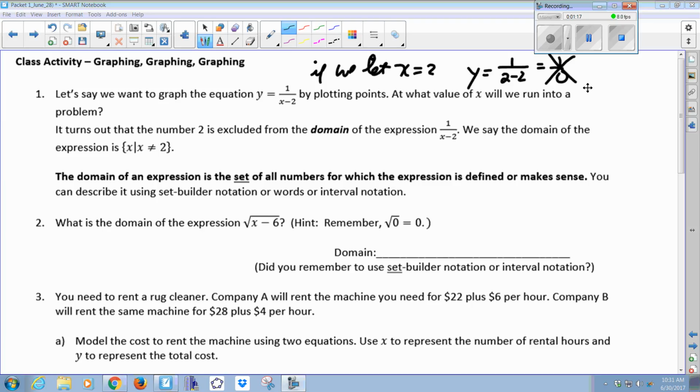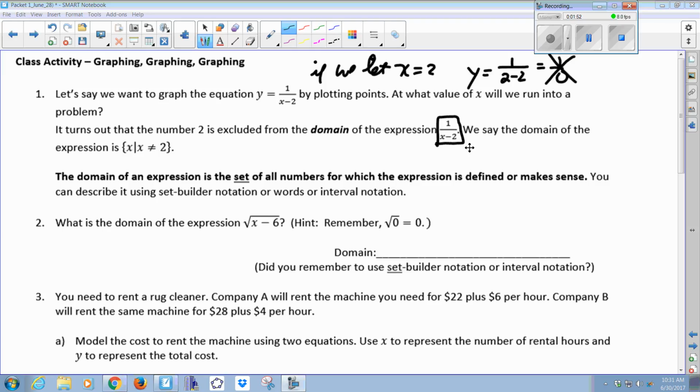So of all the values that x could possibly be on the real number line, all real numbers, we cannot let x equal 2. So we say it's excluded from the domain of this expression. So x equals 2 is not allowed. It's going to be stopped at the door. It's not allowed because if we put x into this expression, it makes no sense. Any other number that we put in for x, this will be a real number.